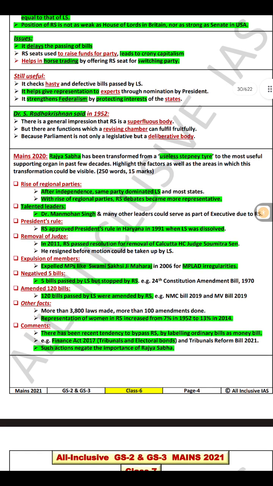Mains 2020: Rajya Sabha has been transformed from a useless spare tire to the most useful supporting organ in past few decades. Highlight the factors as well as the areas in which the transformation could be visible.